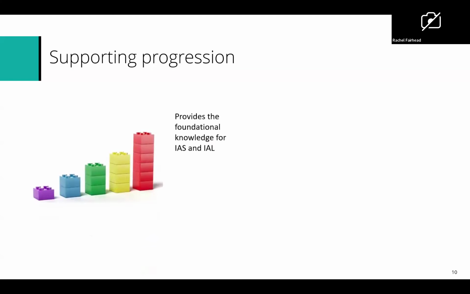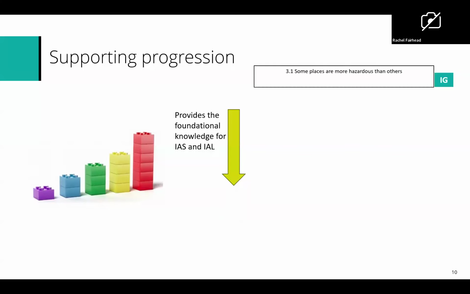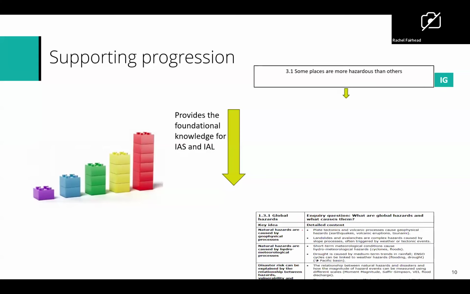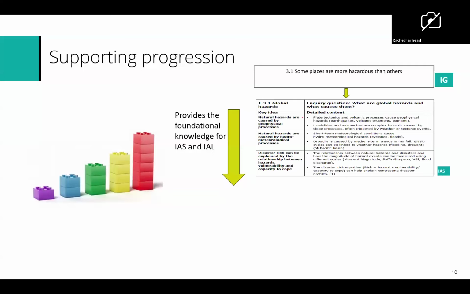Okay, so how do we support progression? Now, the idea is that this IGCSE provides knowledge as a basis for IAS and IAL. To give you an example of how it progresses up: some places are more hazardous than others. That's the level for IG. When you then go to IAS, what are global hazards and what causes them? So you can see that there's progression in terms of the concepts that you're going to be asked to look at. So it's more than just some places are more dangerous than others.